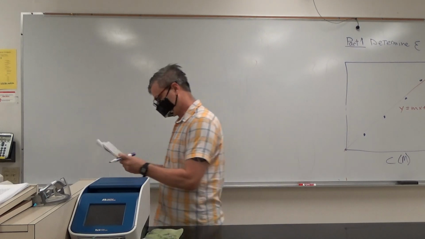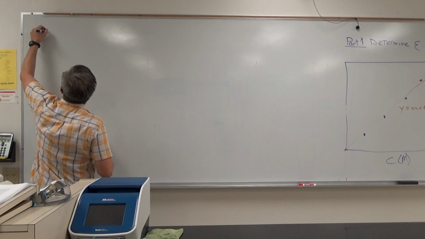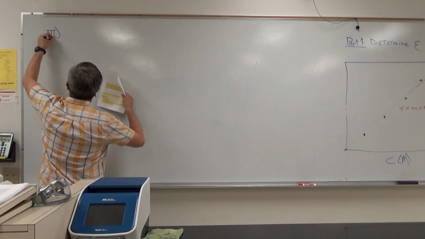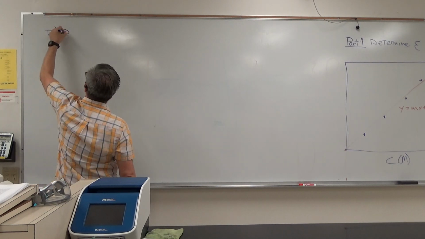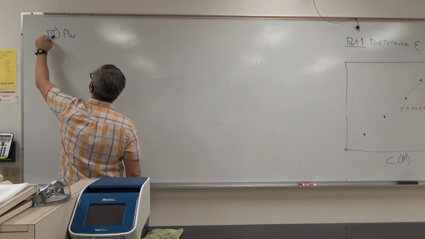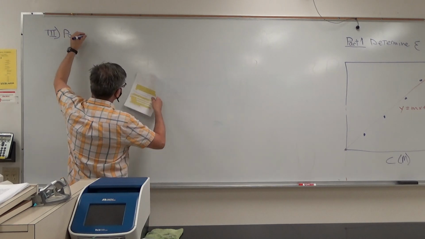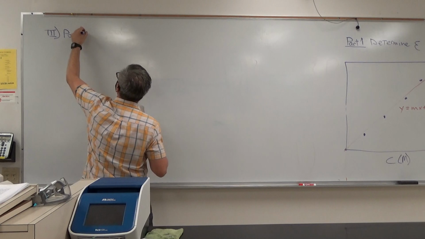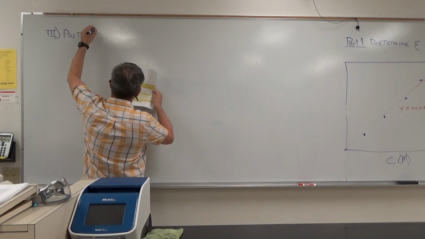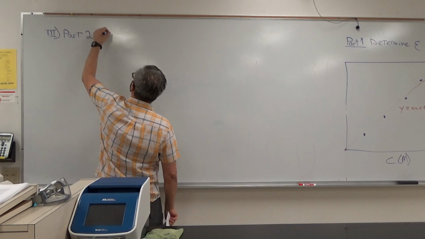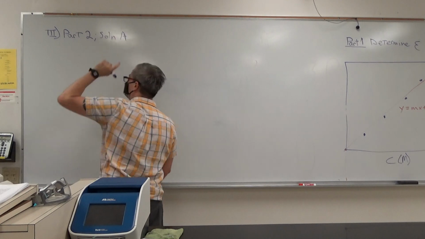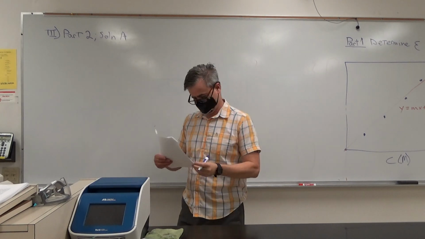All right, so I may have screwed up my Roman numeral. Sorry if I don't have a Roman numeral 2. This is part 2. And in part 2, you are making your individual solution A.